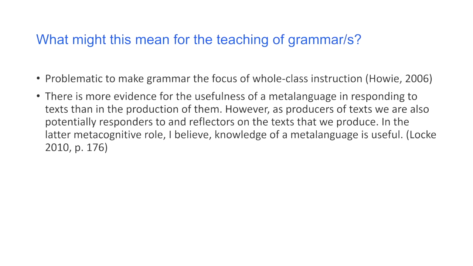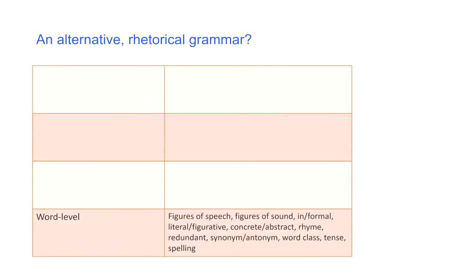So when we talk about texts and we respond to them, we try to understand them, then clearly a metalanguage for helping us understand how language works helps us respond and talk about how language works. So grammar helps a lot in helping us think about and talk about language and text, but not so much in the production. However, as producers of text, we're also potentially responders to and reflectors on the text we produce. In the latter metacognitive role, I believe a knowledge of meta-language is useful. So when we're thinking about our own texts, crafting them, editing them, clearly a meta-language or knowledge about language or some kinds of grammars can be useful.